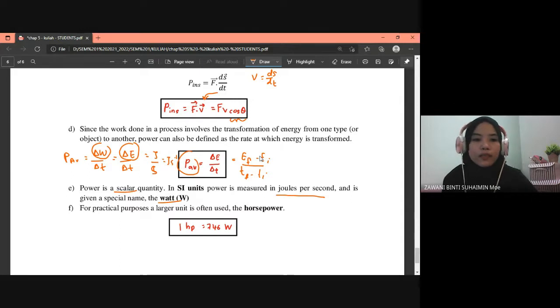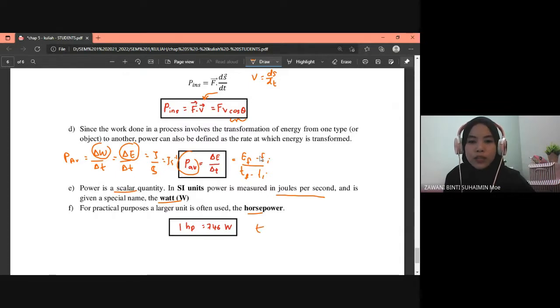Okay, for practical purposes, a larger unit is often used, the horsepower. So contoh, power untuk domestic use, biasanya dia akan guna SI unit watt. Okay, contoh dekat power kita guna dekat rumah untuk nyalakan lampu, kettle, apa-apa mesin basuh semua tu, okay, biasanya kita akan gunakan watt lah. Tetapi for industrial usage, contohnya factory ataupun transformers, okay, we going to use horsepower. Okay, so maksudnya 1 horsepower bersamaan dengan 746 watt.